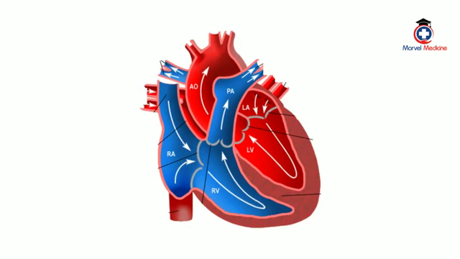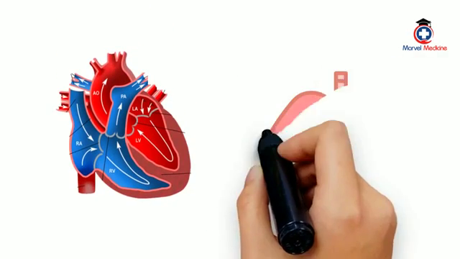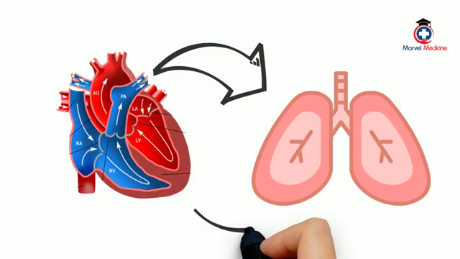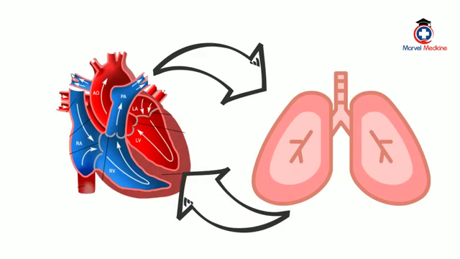We know that deoxygenated blood comes to the right side of the heart. Once it goes to the pulmonary artery to the lungs. In the lungs, it picks up oxygen and then returns back to the left side of the heart, to the left atrium, to the left ventricle, which then goes to the aorta and the rest of the body.